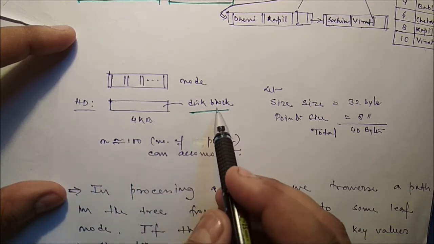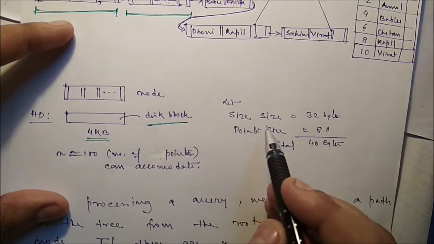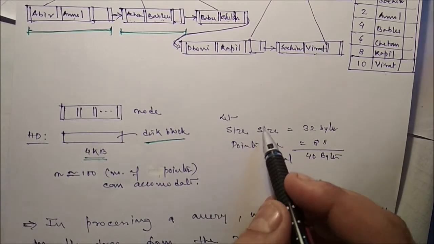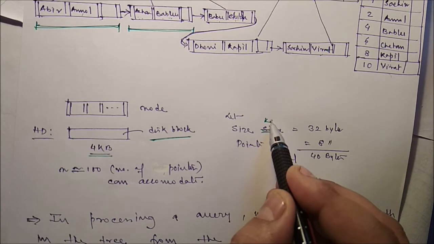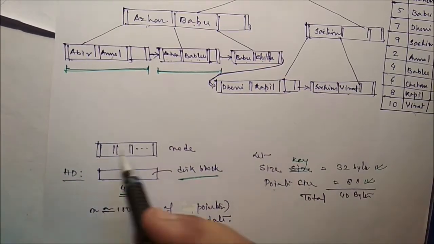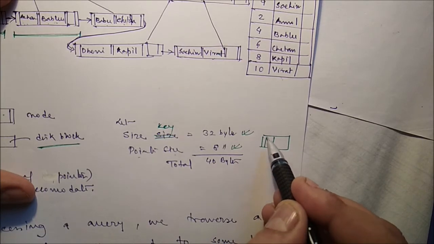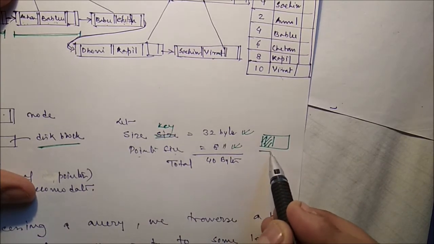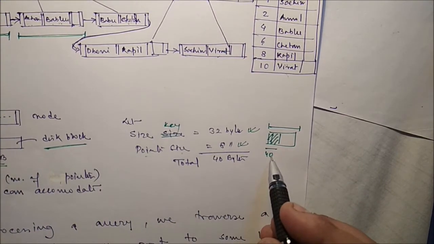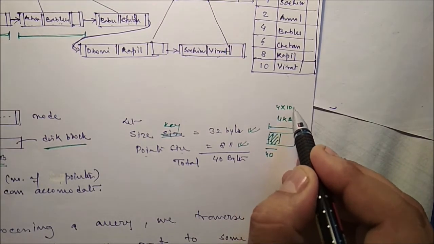Now say the disk block size is 4 KB, 4 kilobytes. And say each key size is 32 bytes and pointer size is 8. That means each key and pointer together needs 40 bytes. And the total is 4 kilobytes, so that means 4 into 1024 bytes.